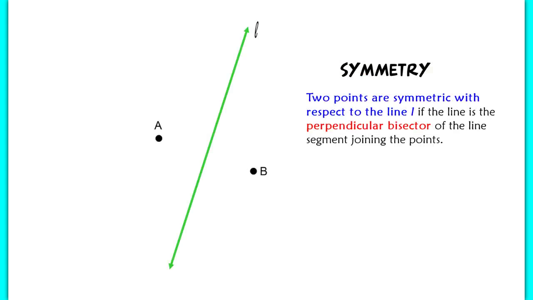Alright, so we say that 2 points are symmetric with respect to some line L if the line is the perpendicular bisector of the segment that joins those points. So let's say we connected points A and B here. A and B are symmetric to one another if and only if that line L here is the perpendicular bisector, meaning it's both perpendicular to that segment and it bisects that segment. So now we can say with certainty that points A and B are symmetric to one another with respect to the line L.